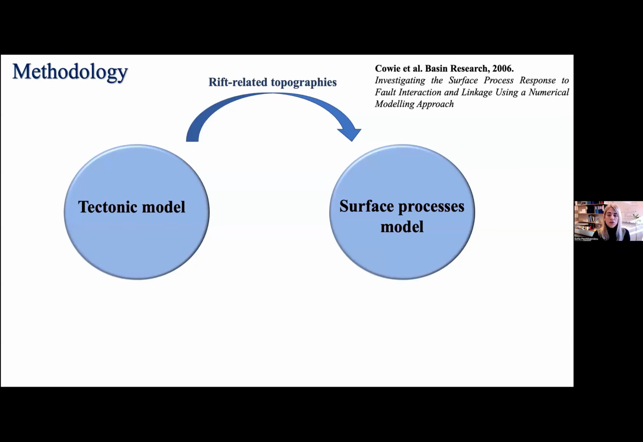So we follow a methodology where we use two numerical models, a tectonic model and a surface process model. In particular, we use rift-related topographies from a tectonic model that are read as input files into a surface process model. Keep in mind that this is a one-way coupling modeling approach. This means that sediments do not affect fault evolution. And although we acknowledge that this is not always the case, and many studies have shown otherwise, in our case this is considered a minimal issue simply because we are not creating sufficient space to accommodate large sediment volumes that would have an impact on fault evolution.